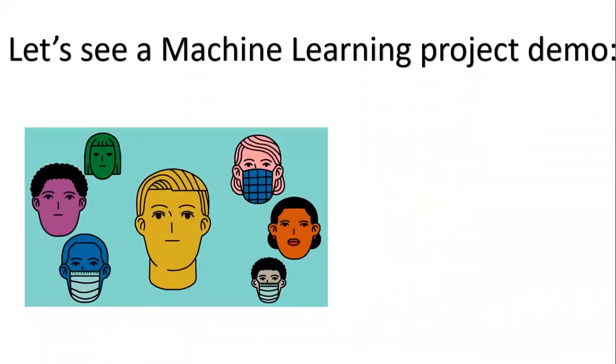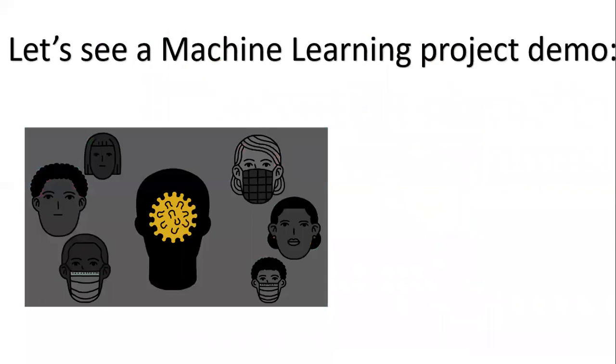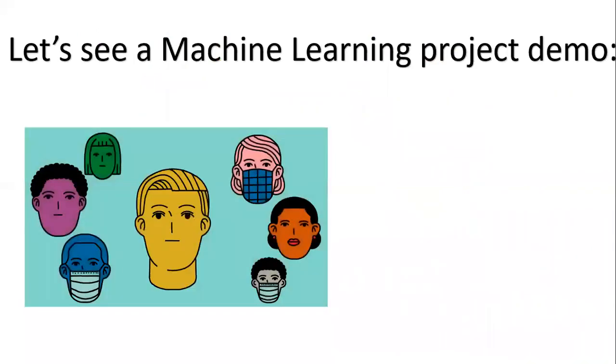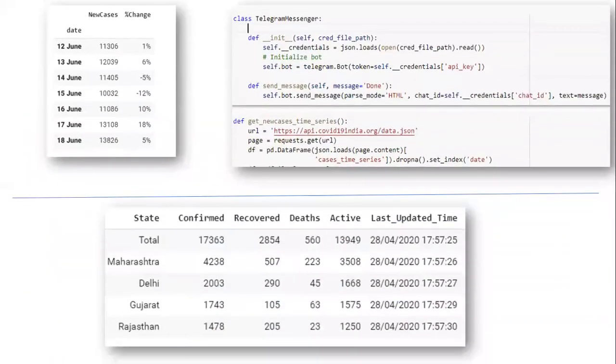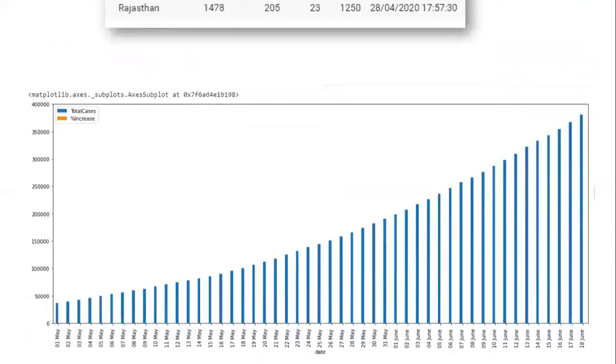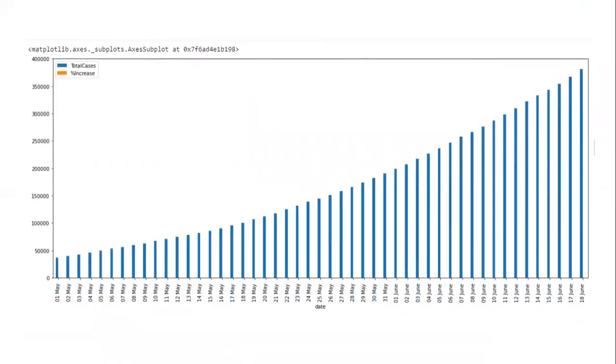Now let's see a machine learning project demo, shall we? We have the live data set of COVID-19 affected people till the 18th of June. We have the states, confirmed cases, recovered cases, deaths, active cases, and the last updated time. We plot a graph of total cases versus the percentage increase till the 18th of June.